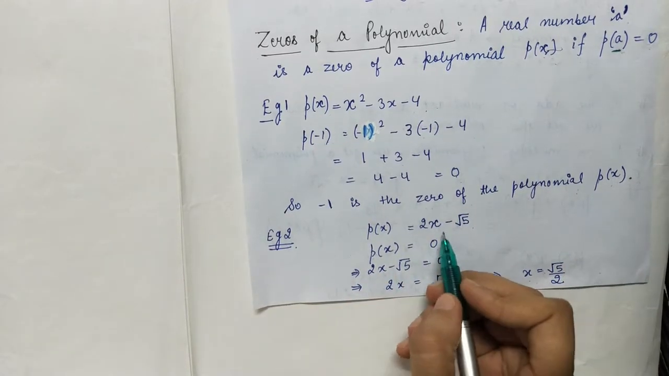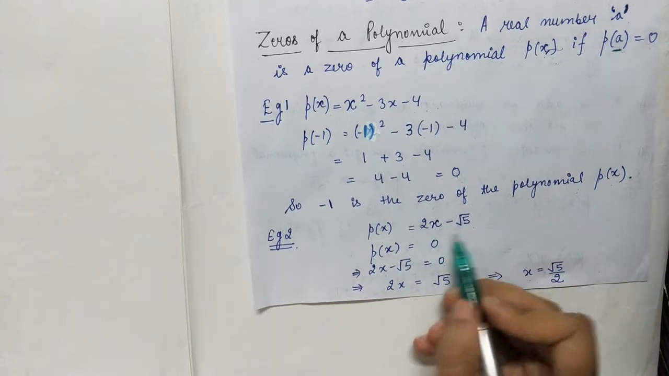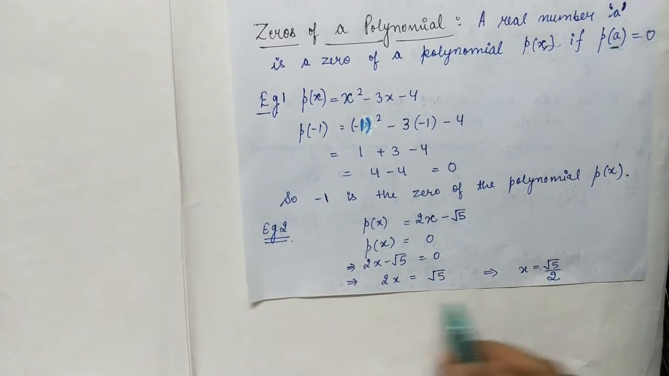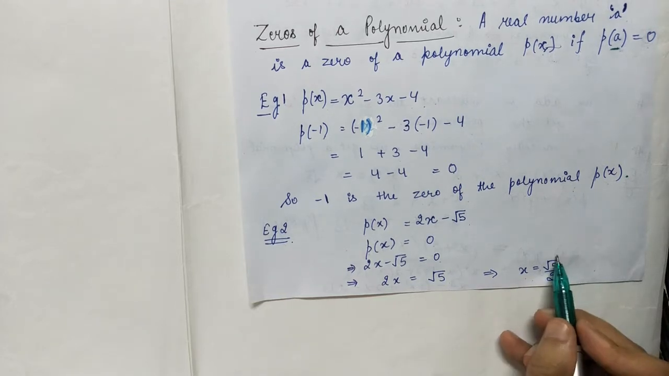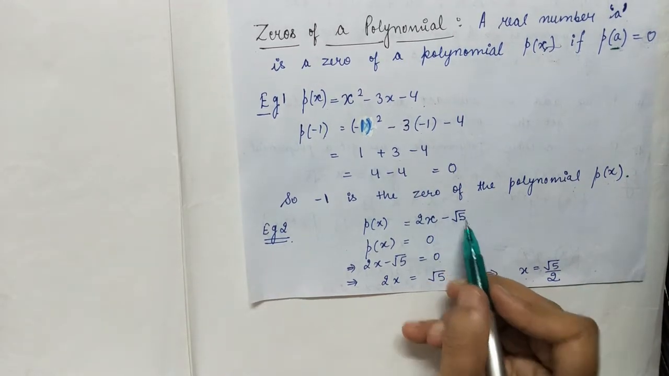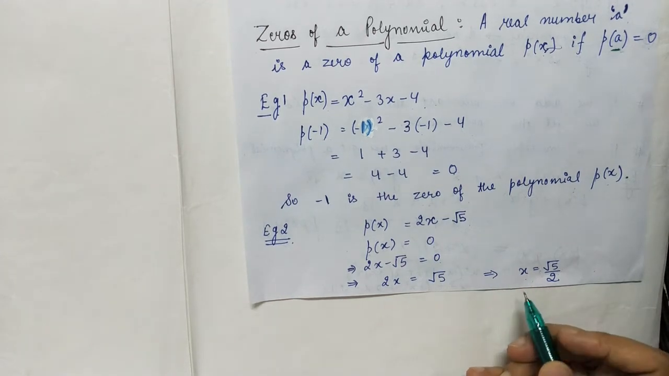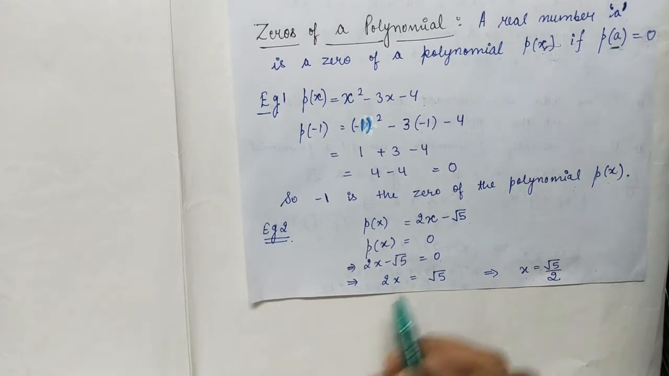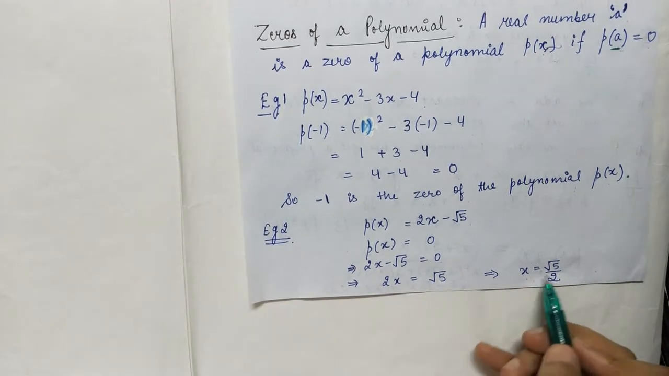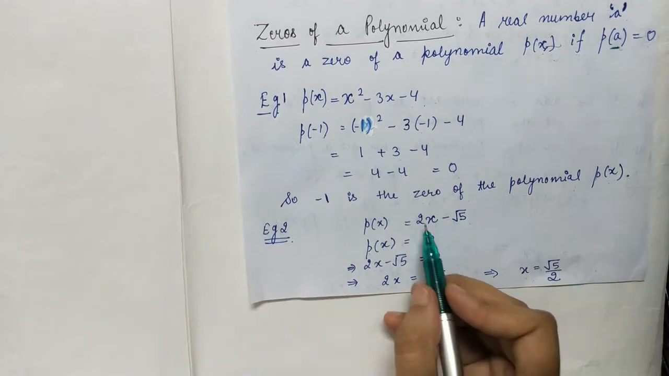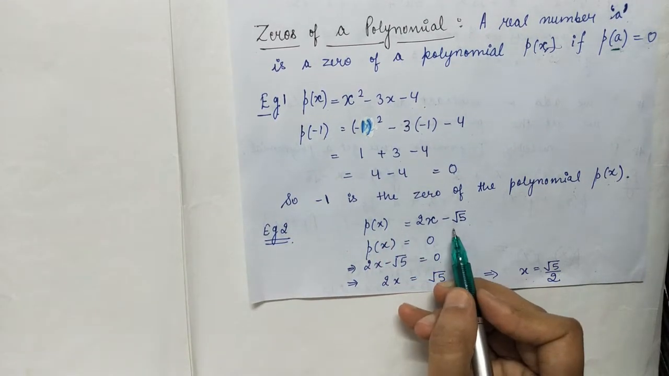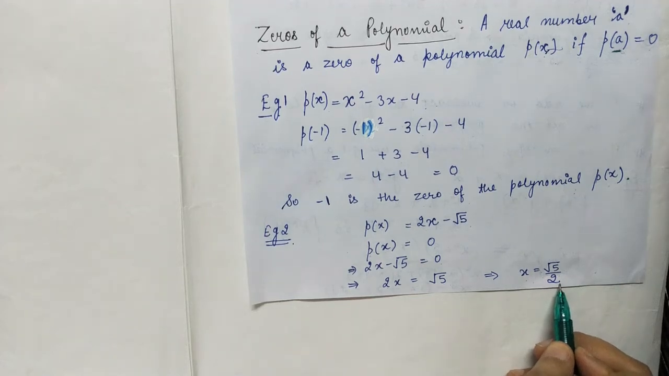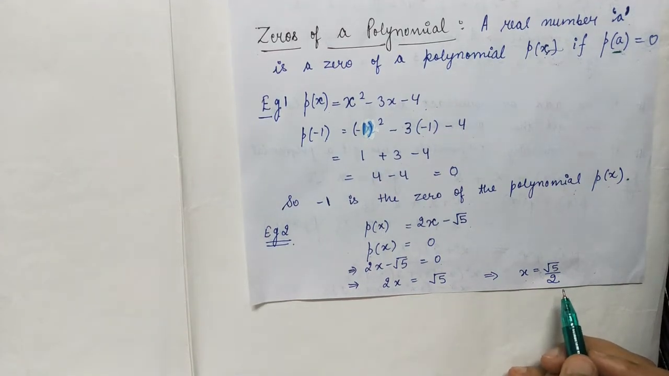We will take another example. It is a linear polynomial. How to find the zero of a polynomial? We will put this polynomial equal to 0. We will find the value of x. So this value of x, on putting in this polynomial, becomes 0. So this value of x is called the zero of the polynomial. Likewise, p of x is equal to 0, 2x minus root 5 is equal to 0, 2x is equal to root 5 and x is equal to root 5 by 2. So if we put x is equal to root 5 by 2 here, p of x becomes 0. So this is called the zero of a polynomial. Zero of a polynomial is that constant which makes the polynomial 0 at that point. Okay?